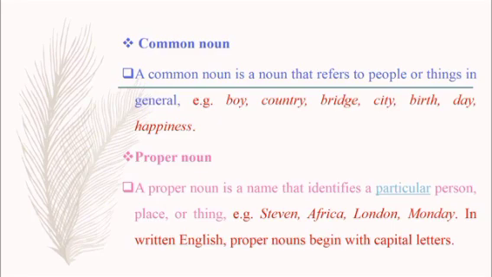Next, we are going to see proper noun. A proper noun is a name that identifies a particular person, place, or thing. Examples: Stephen, Africa, London, Monday. In written English, proper nouns begin with capital letters.